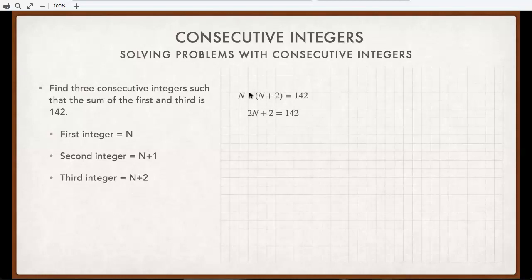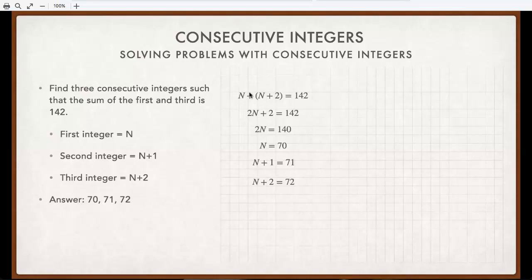Move the constants over to the right side, leaving the variables on the left. 2n is equal to 140. And then divide by 2 to get n is equal to 70. Now we're not done here because we're looking for 3 integers, not just one. So n, that first one is 70. The second one is 71. And the third one is 72. So our answer is 70, 71, and 72.